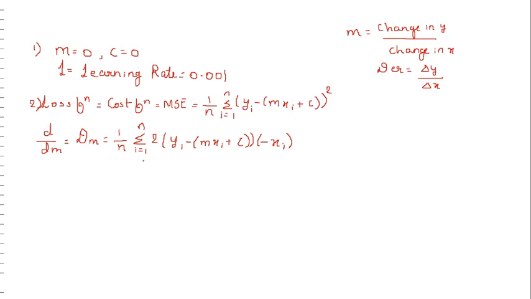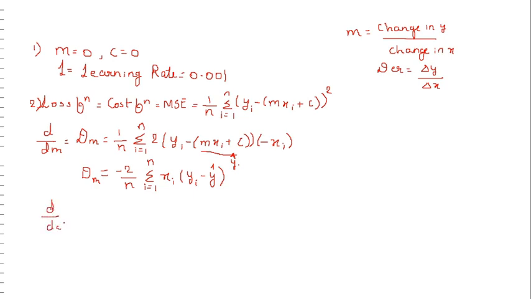So further let us simplify this. We get, let me take the minus sign out, 2 out. So minus 2 by n, summation i goes from 1 to n. So here I get xi into, again let me put here y hat in order to simplify it, because this is nothing but y hat. So here we have simplified. So this is the derivative with respect to m. Let us do the same with respect to c.